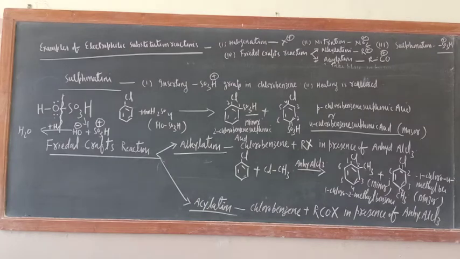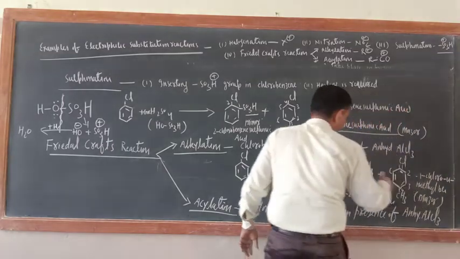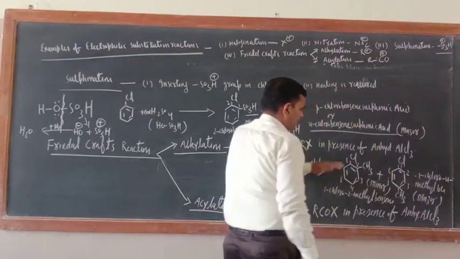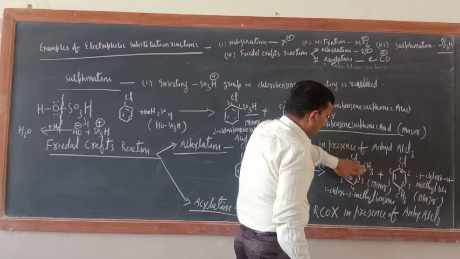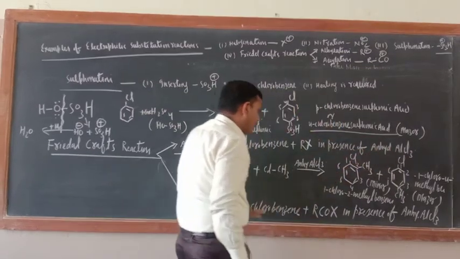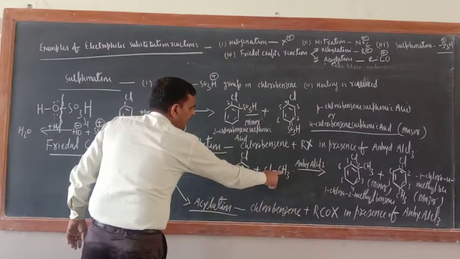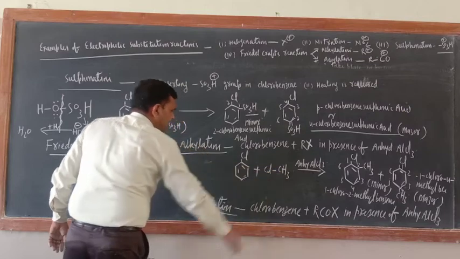In this way we can write this is parachlorotoluene, this is orthochlorotoluene also. Suppose this is not there, what is the name of this compound? Toluene. So this is orthochlorotoluene, this is parachlorotoluene. Now the question arises here, how is the CH3 electrophile generated? Here CH3 is the electrophile.